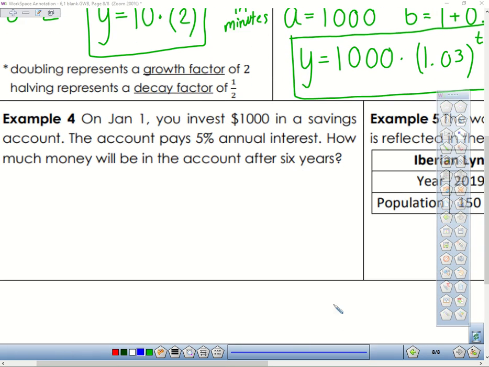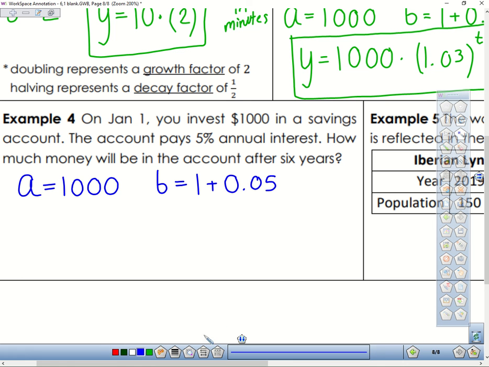On January 1st, you invest $1,000 in a savings account. The account pays 5% annual interest. How much money will be in the account after 6 years? So in this case, you're starting with how much money? $1,000. And are you gaining money or losing money? Gaining. So it's 1 plus 0.05 is your B.